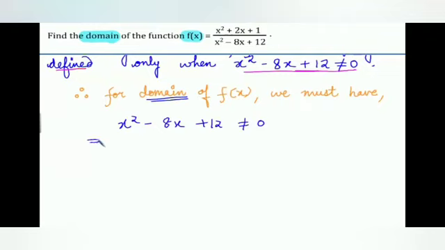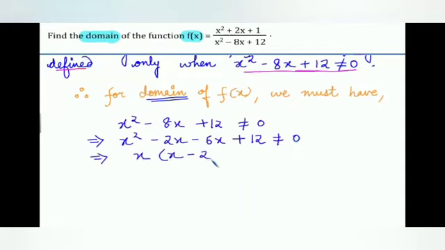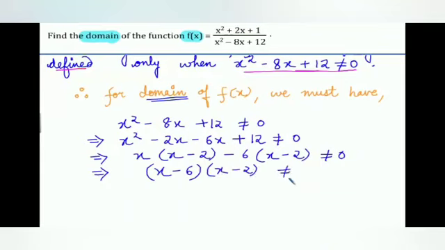Now using the splitting of the middle term, x square 8x के दो पार्ट माइनस 2x माइनस 6x प्लस 12 does not equal to 0. x कॉमन, x माइनस 2 माइनस 6 कॉमन, x माइनस 2. So you have a two factor x minus 6 and x minus 2 does not equal to 0. That means x can be never 2 or 6. x does not equal to 6 and x does not equal to 2.